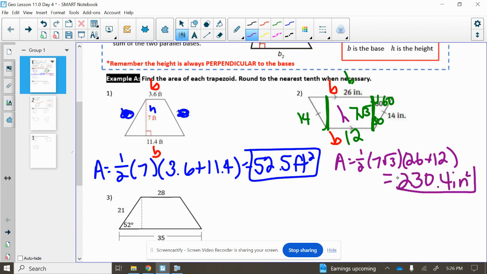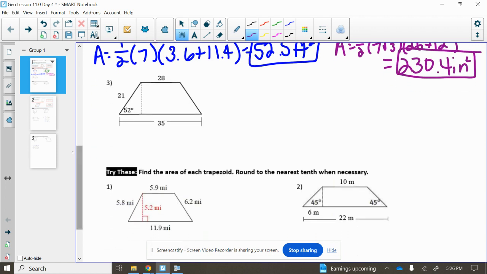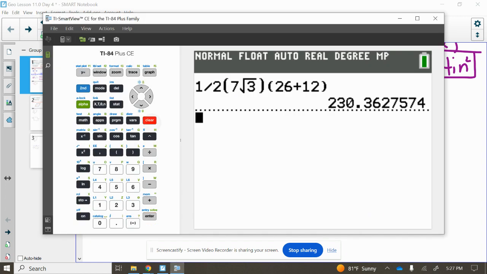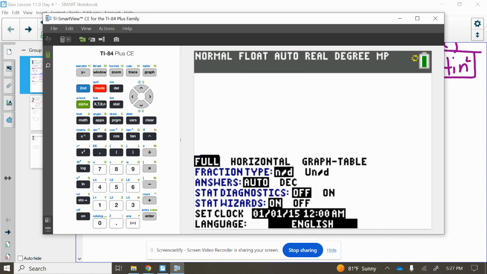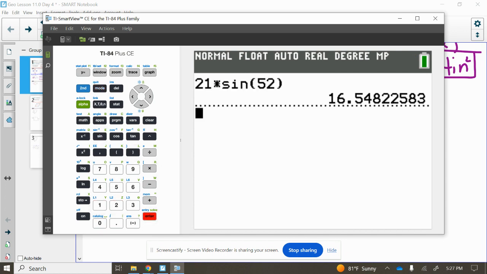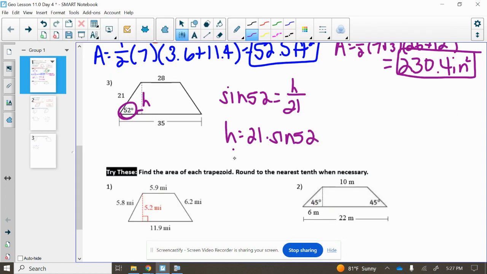On our last example, we are given the two bases. However, we again are not given that height. So on this one, since it's a 52-degree angle, we don't have a shortcut. The best we can use is that we are looking for that opposite side, the height. We are given the hypotenuse of this little right triangle that's being created. So to find that height, we could just take 21 times the sine of 52. So as always, double check that your calculator is in degrees mode. So if it's 52 degrees, 21 times the sine of 52 degrees is 16.5 for our height.